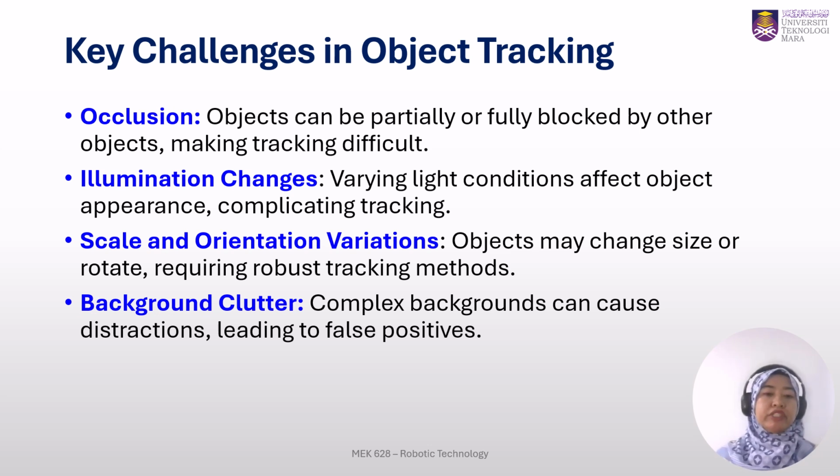And then scale and orientation variations. The object may change size or rotate. It's the same object, but you have to have a robust tracking method to track this kind of object. And then the clutter in the background. You have a very complex background, so you have to distinguish between that background and your object, and track the object in that cluttered environment. So these are the key challenges in object tracking.